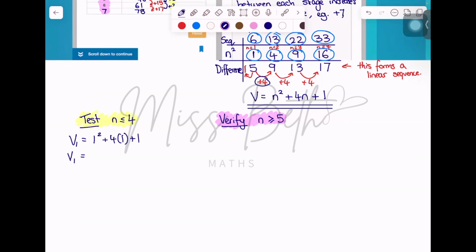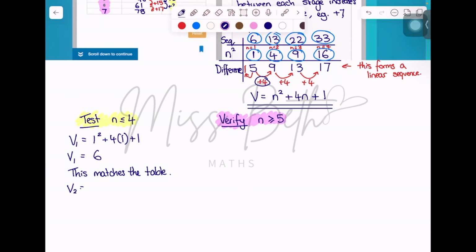That would give me a total of 1 plus 4 plus 1, which is 6. You, of course, want to check back, make sure that matches your sequence. It does. So this matches the table or the sequence. This matches the table. I'm going to repeat once more.